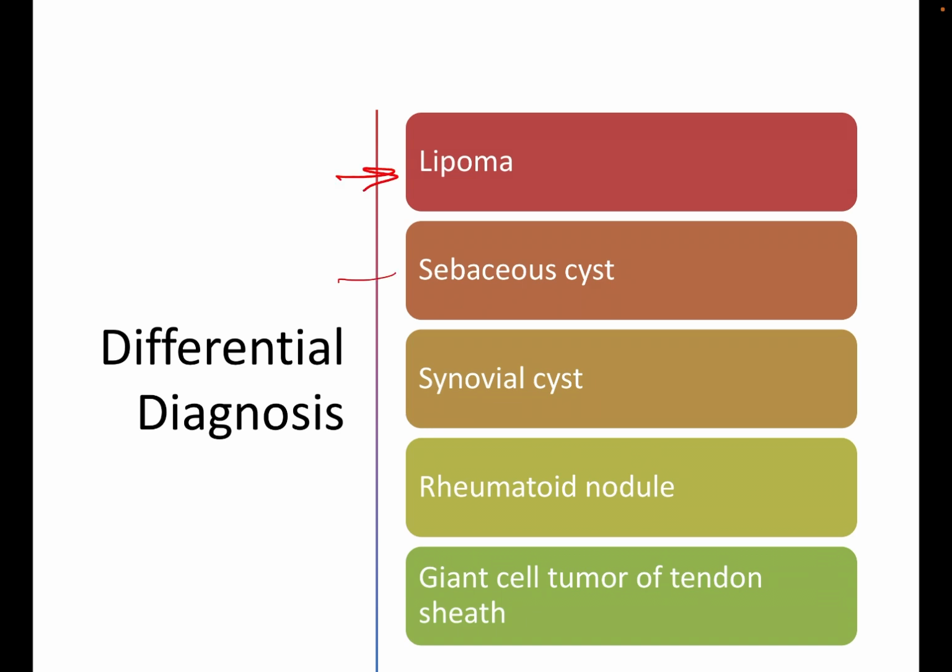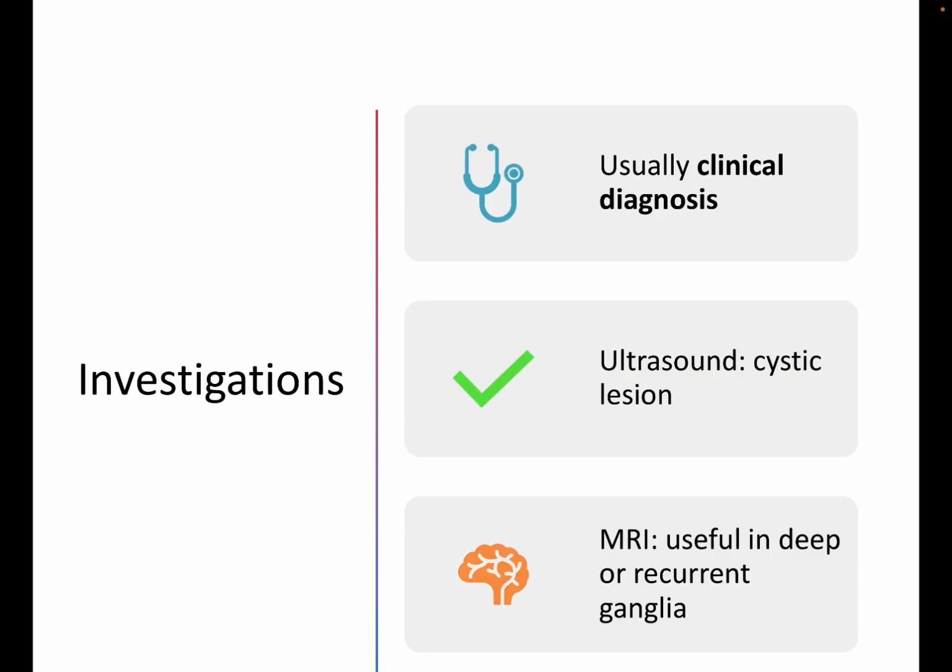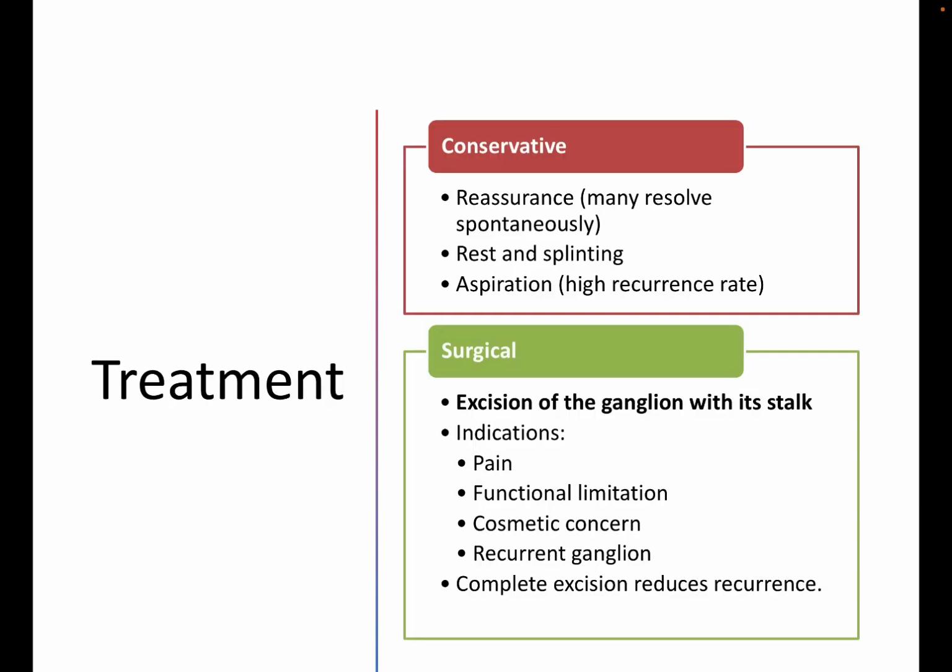Differential diagnosis can be lipoma, sebaceous cyst, synovial cyst, rheumatoid nodule, giant cell tumor of the tendon sheath. Usually it is a clinical diagnosis, with ultrasound for cystic lesion, and MRI is useful in deep or recurrent ganglia. The conservative treatment is usually the first line, where there will be reassurance because many resolve spontaneously with rest and splinting, and sometimes require aspiration, though there is a high recurrence.